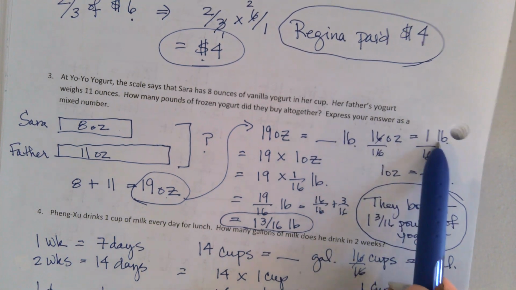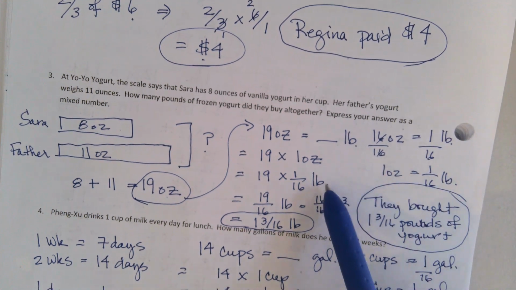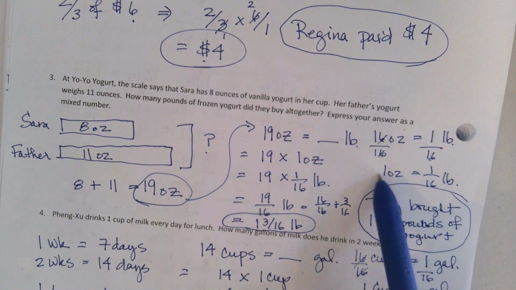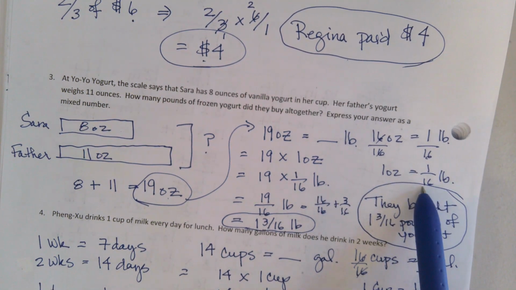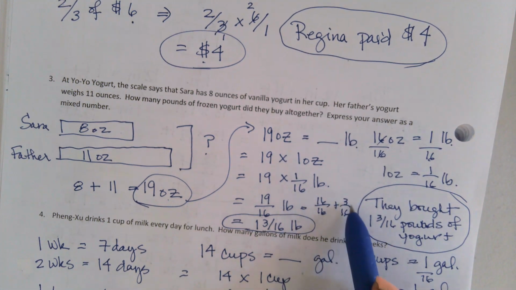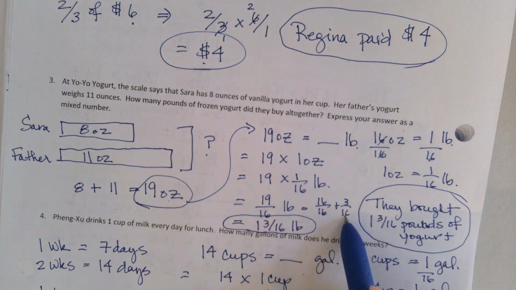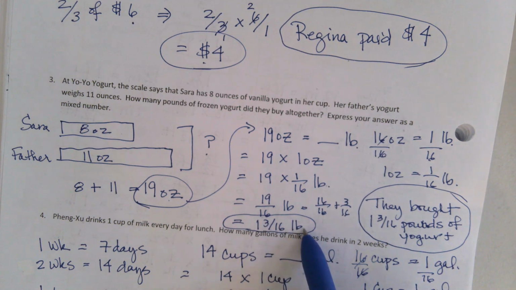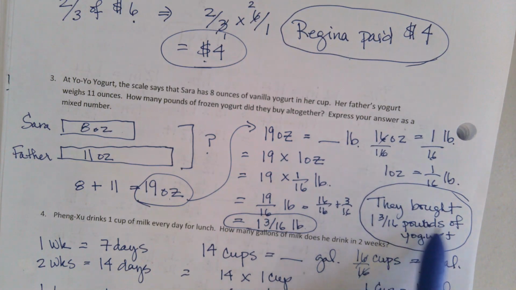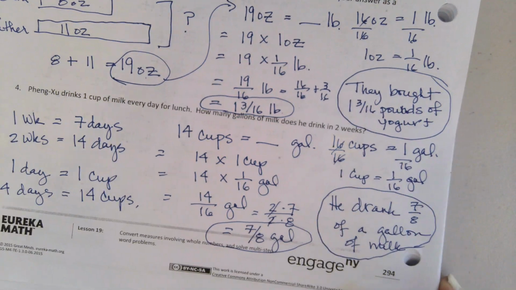Well, I know there's 16 ounces in 1 pound. I convert my units. I know that 1 ounce is 1/16 of a pound. Now I'm renaming 19 times 1 ounce, but now I'm going to rename it, right? So 1 ounce is 1/16. So 19 times 1/16 of a pound, 19/16. I'm going to pull this apart. I know 16 out of 16 is hiding in there, and there's 3/16 left over. So 1 3/16 of a pound. This is not the answer. This is the answer. They bought 1 3/16 pounds of yogurt. All right.